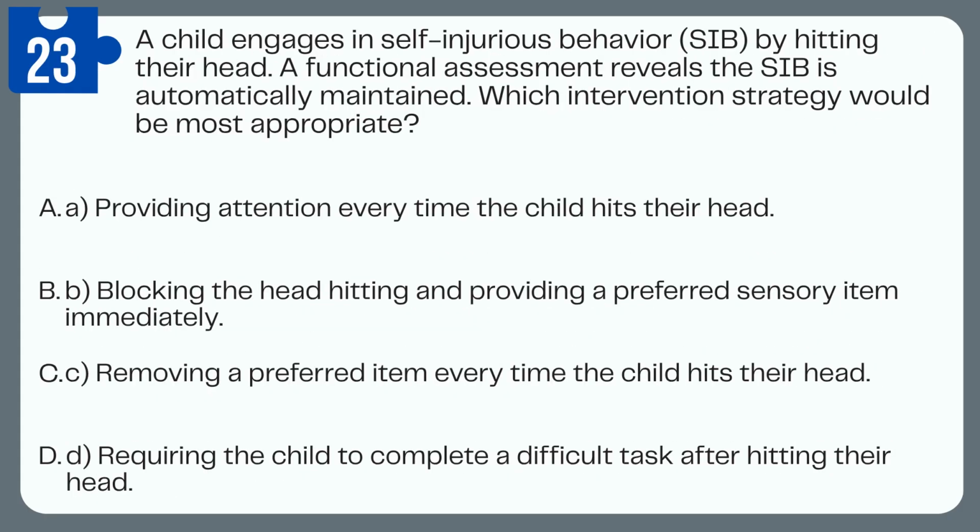Question 23. A child engages in self-injurious behavior, SIB, by hitting their head. A functional assessment reveals the SIB is automatically maintained. Which intervention strategy would be most appropriate? A. Providing attention every time the child hits their head. B. Blocking the head hitting and providing a preferred sensory item immediately. C. Removing a preferred item every time the child hits their head. D. Requiring the child to complete a difficult task after hitting their head.